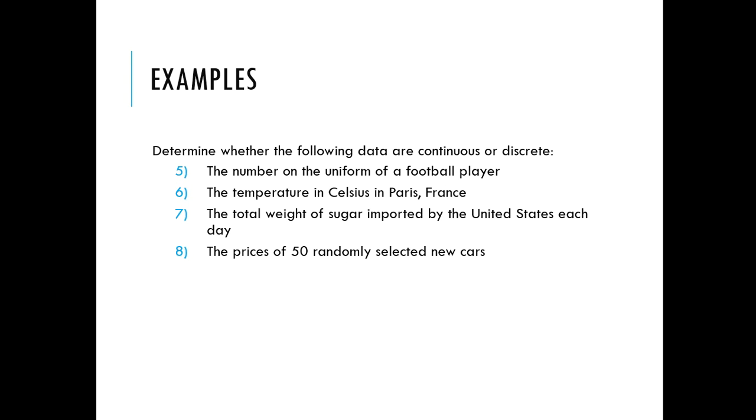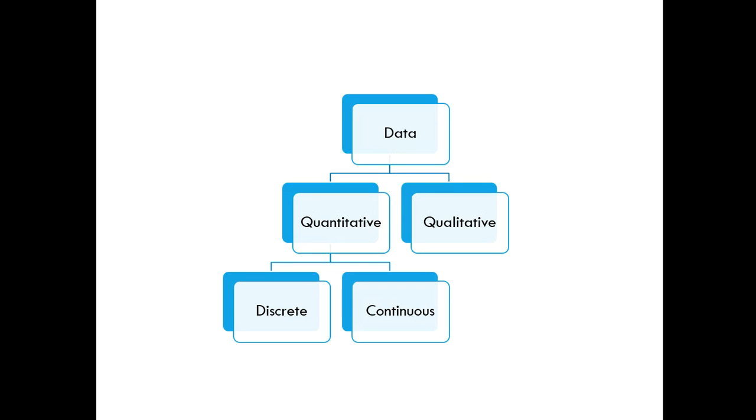It's a temperature, which means there can be decimals in it, so that's continuous. The total weight of sugar imported by the United States each day. That could be continuous because you could have half pounds or a quarter of a pound. And then the prices of 50 randomly surveyed new cars. Okay, prices. I didn't say in whole dollars. Remember, sometimes in prices you can have cents because of rounding and what the dealer adds on to it. So that would be continuous.